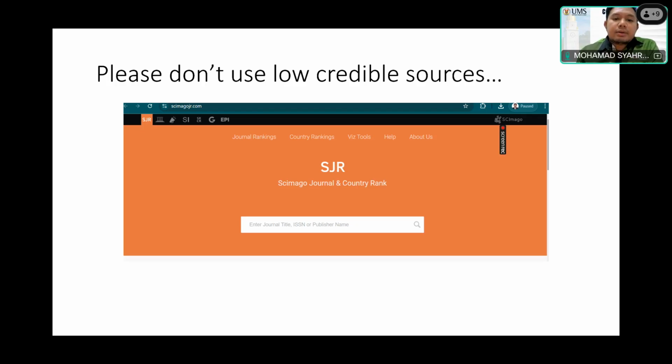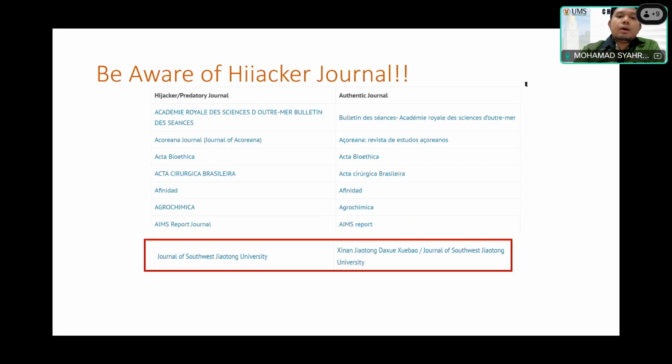Okay, yeah, SJR, SciMago, please don't use low credible sources. Use the Scopus one. Yeah? Be aware, we have hijacked journals.